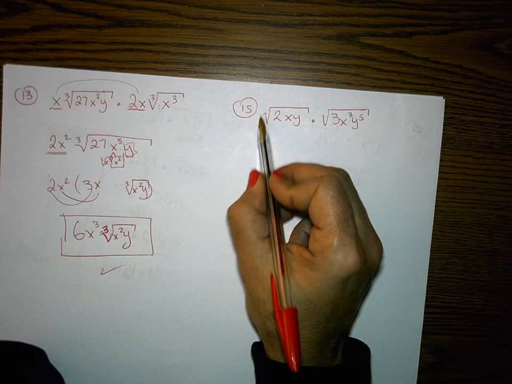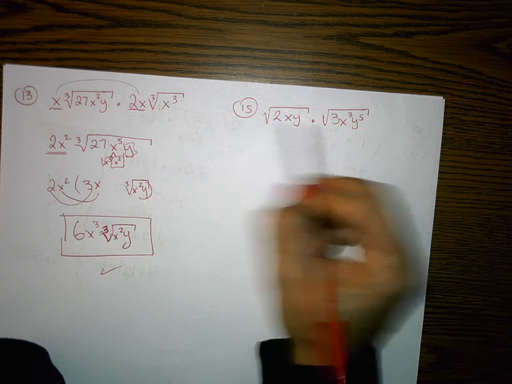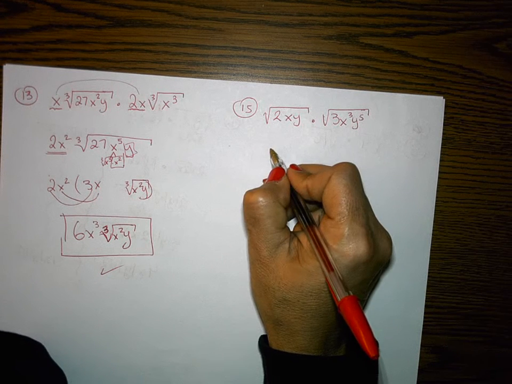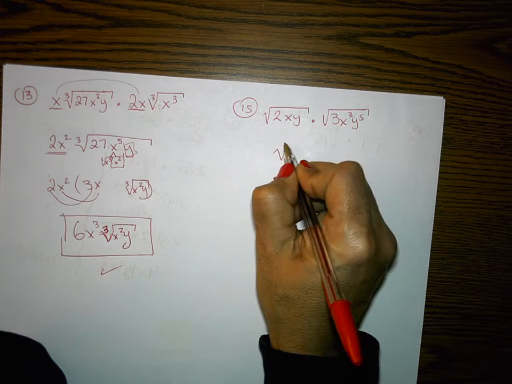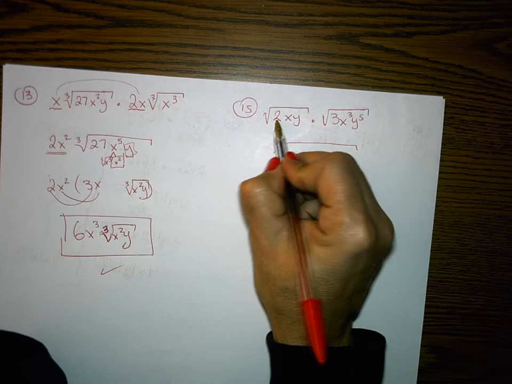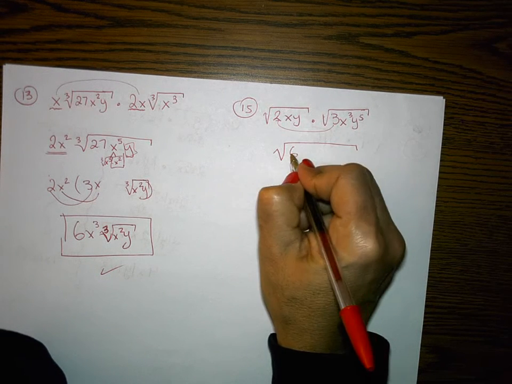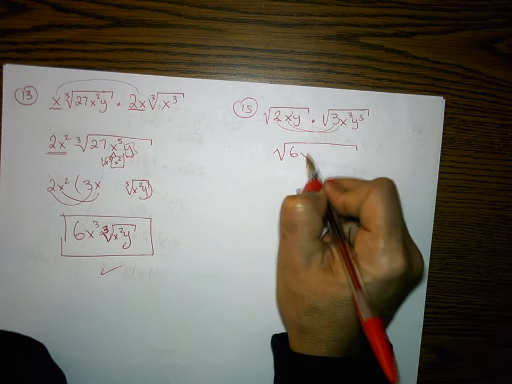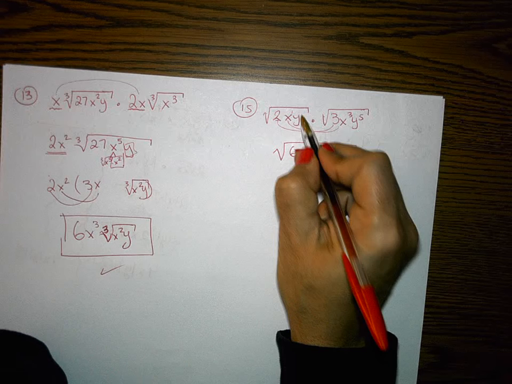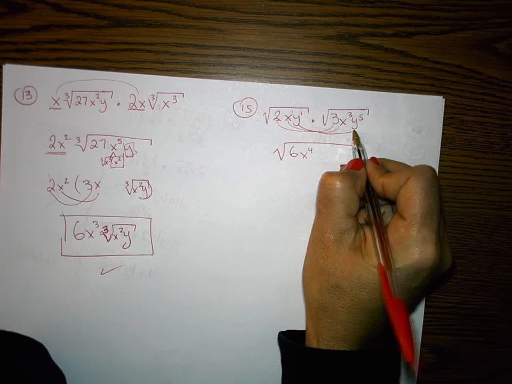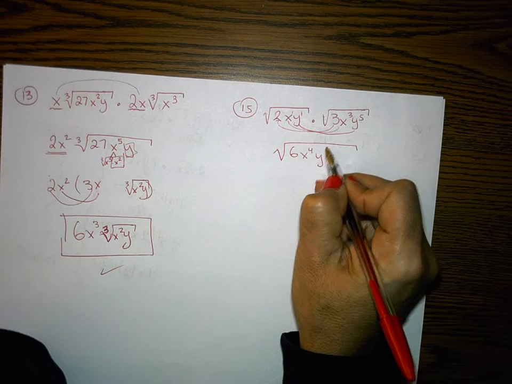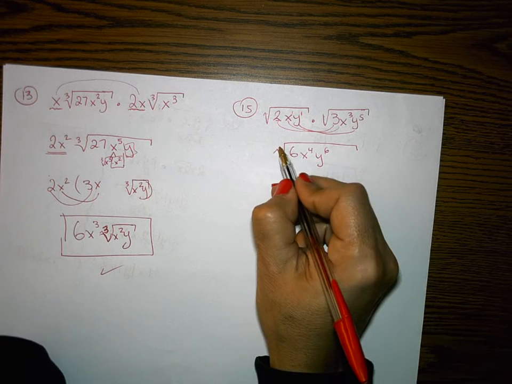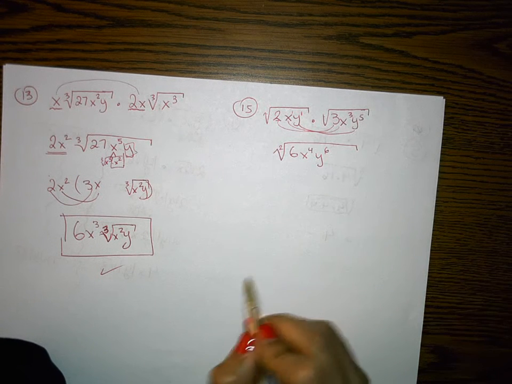We don't have anything outside. I would consider an invisible 1 times an invisible 1, which is just a 1. So I can go ahead and combine all under one radical. That would be the square root of 2 times 3, which is 6. X to the 1st power times x cubed would be x to the 4th. Y to the 1st power times y to the 5th would be y to the 6th power, because we add the exponents. We're dealing with the invisible 2 here, which is a square root.